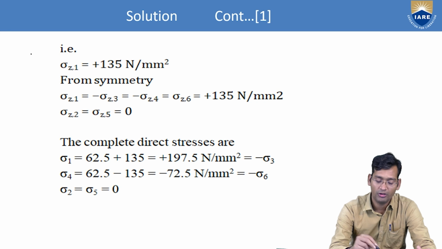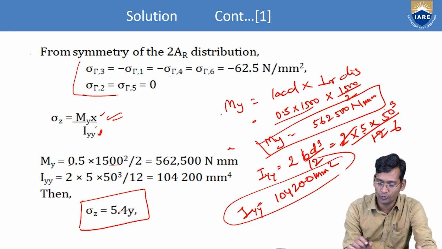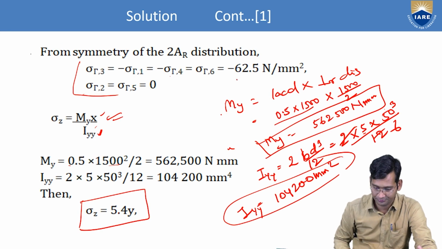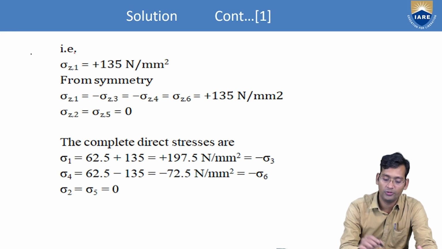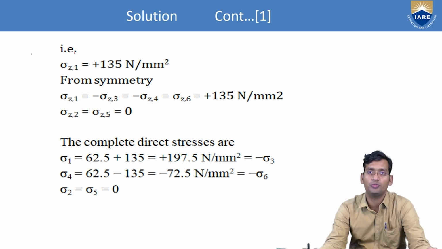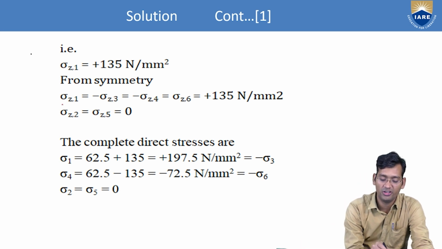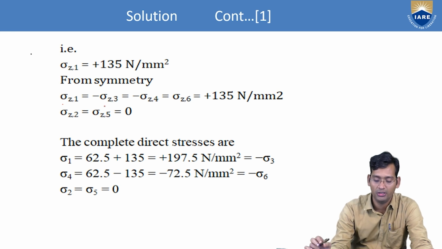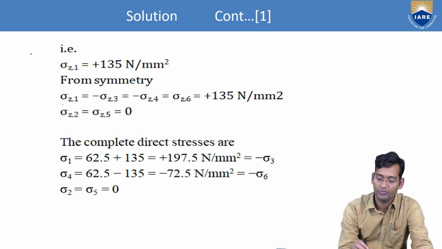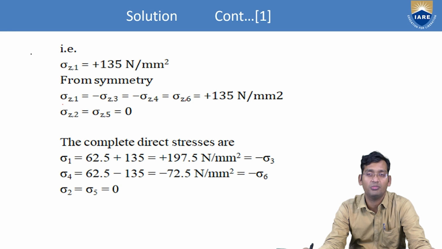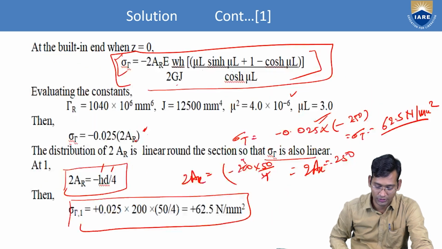Now, whatever is there, just see here, 5.4 into this one. So that is sigma z1 equals plus 135 Newton per mm square. So from the symmetry, what we will get? Sigma z1 equals minus sigma z3 equals minus sigma z4 equals sigma z6 equals 135 Newton per mm square, and sigma z2 and sigma z5 equal 0.